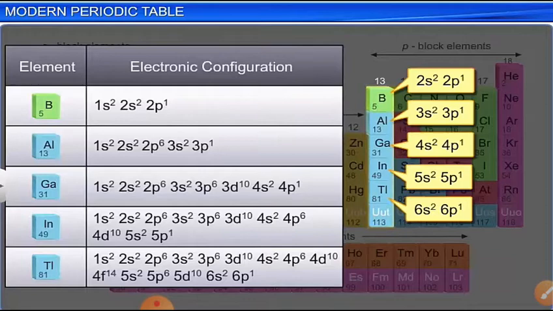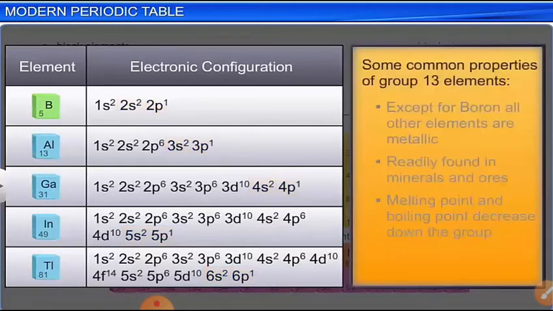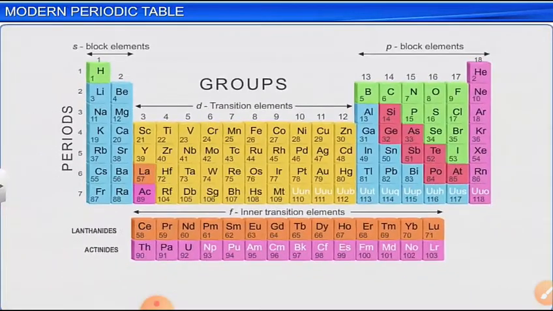For example, in the 13th group, boron to thallium, the configuration is ns2 np1. It is 2s2 2p1, 3s2 3p1, 4s2 4p1, 5s2 5p1, 6s2 6p1, etc. So the outer shell configuration remains the same. So some properties are similar, except for boron. All other elements are metallic in nature and they are readily found in minerals and ore, and the melting and boiling point decreases down the group. So they have similar properties because of similar electronic configuration. This is in a group.